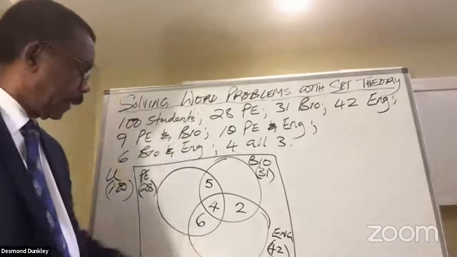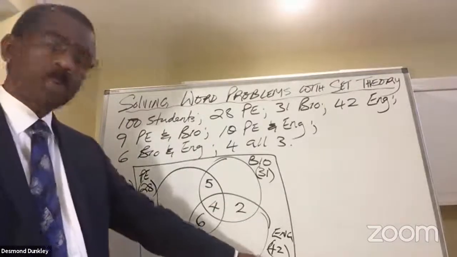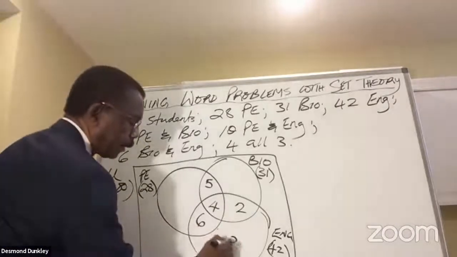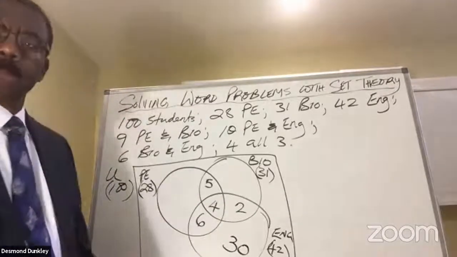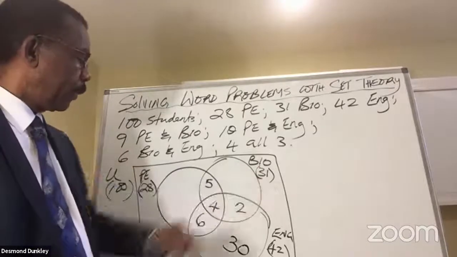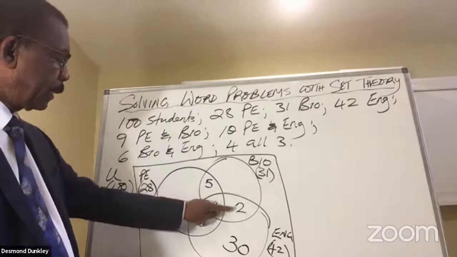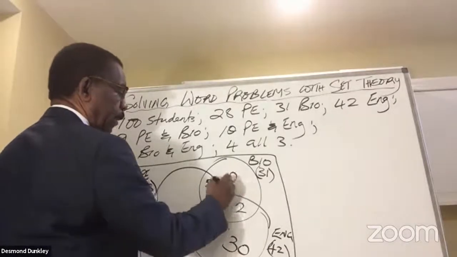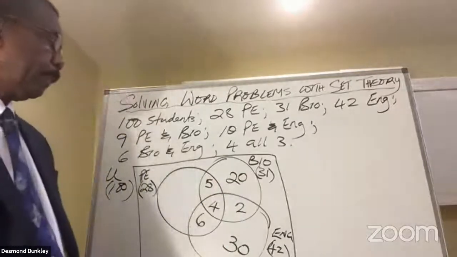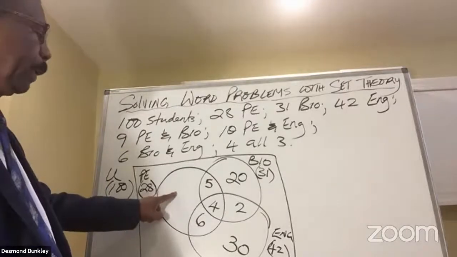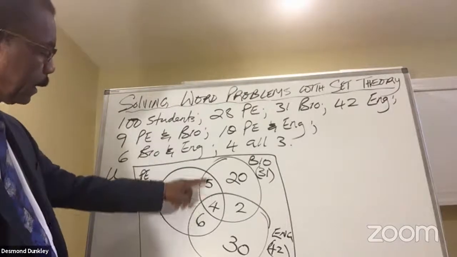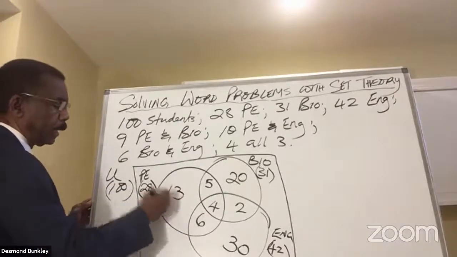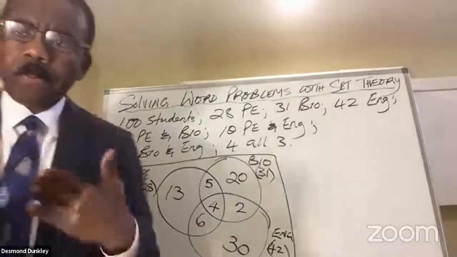And then, of course, if the whole circle is 42, and this is 12, then this has to be 30. If bio is 31, and this is 11, then this has to be 20. And here, PE is 28, this is 15, so this has to be 13. So that's what we have to break out.